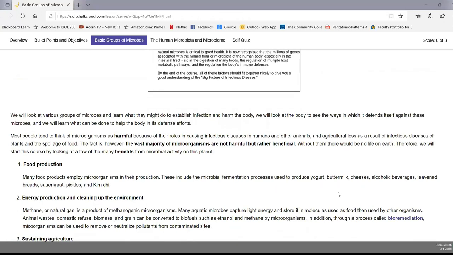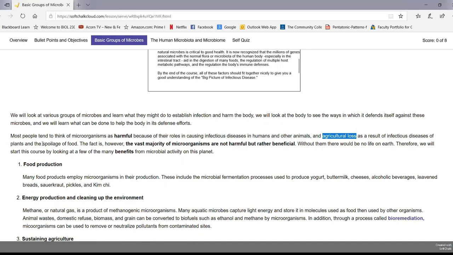And of course, in the lay public, a lot of people think of microbes as harmful. We always heard them referred to as germs, and we only hear about the microbes when they're harming the body, because of course they can cause infectious disease in humans. They can cause infectious diseases in other animals. They can cause a lot of agricultural loss, infectious agents that infect plants.